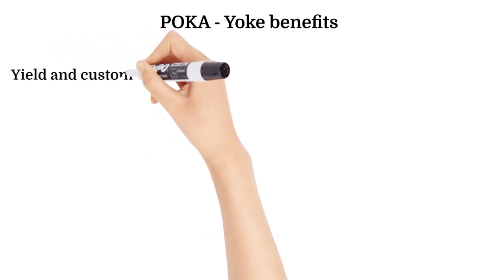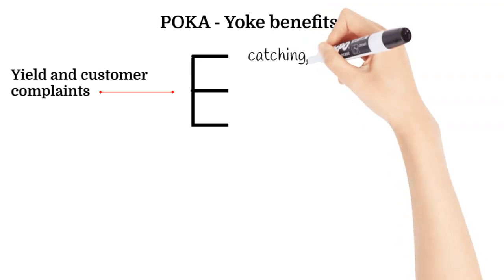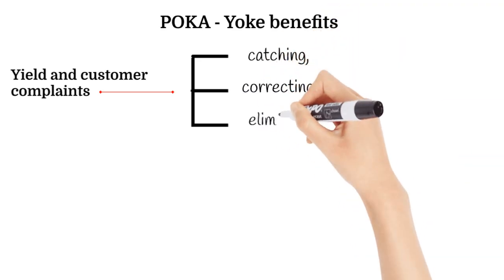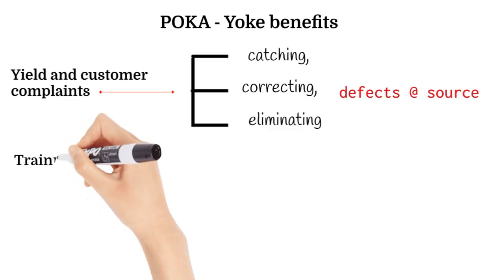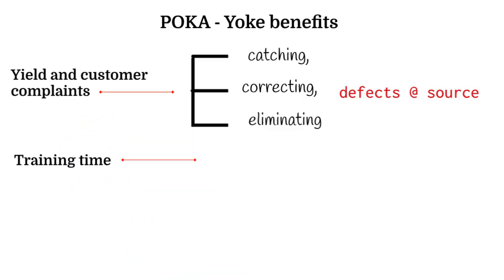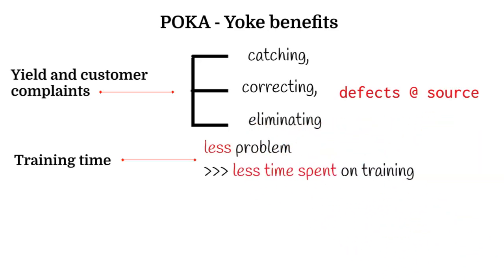The Poka Yoke concepts may help us in many ways. When a mistake reaches the customer, it becomes a defect. Poka Yoke aims to prevent defects by catching, correcting, and eliminating mistakes at the source. Next is reducing time spent on training. Since workers won't need to look out for as many problems, you won't need to spend as much time training them on these issues.